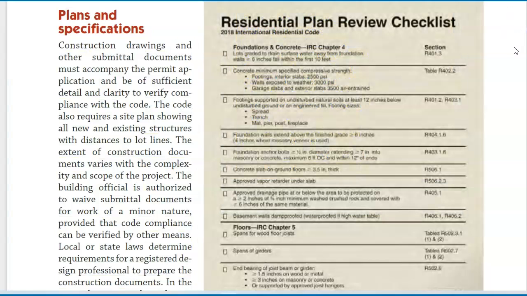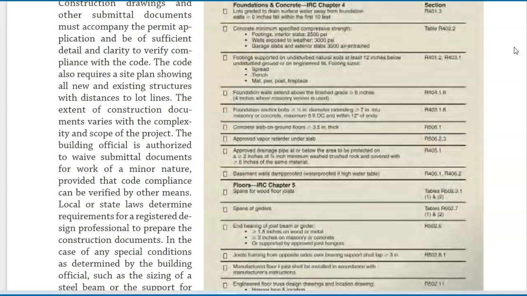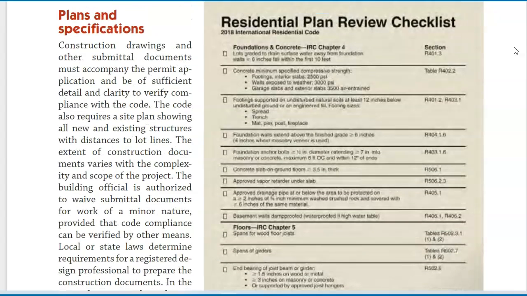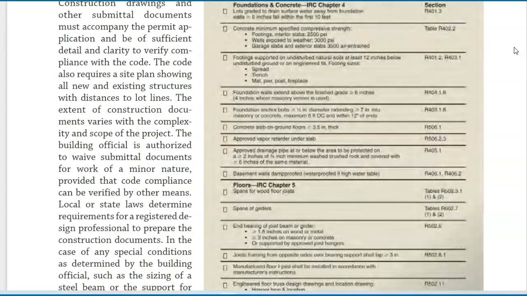Plans and specifications, construction drawings and other submittal documents must accompany the permit application and be of sufficient detail and clarity to verify compliance with the code. The code also requires a site plan showing all new and existing structures with distances to lot lines. The extent of construction documents varies with the complexity and scope of the project. The building official is authorized to waive submittal documents for work of a minor nature, provided that code compliance can be verified by other means.